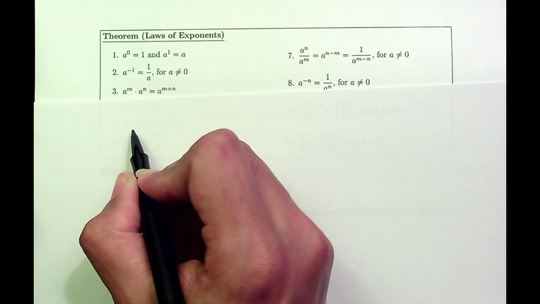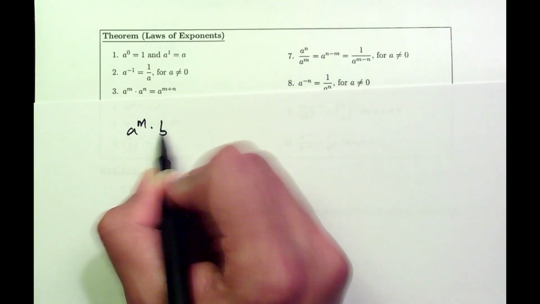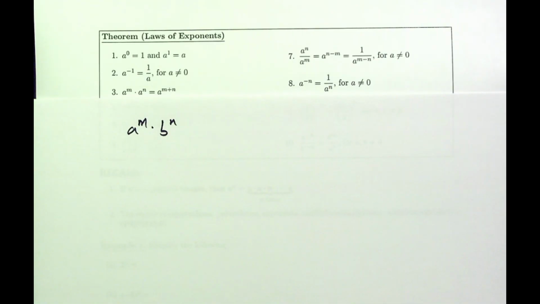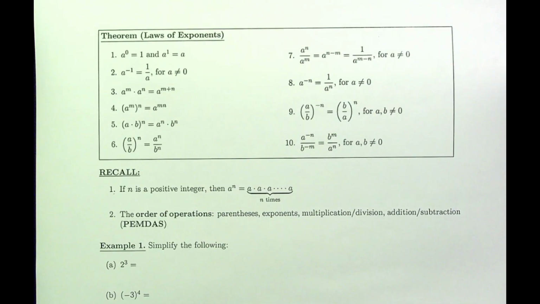If the bases were not the same, so if you had something like a to the m times b to the n, then you cannot do anything there. There's absolutely nothing to do there. You cannot simplify that at all. Okay, so the bases have to be the same. If the bases are the same, you can simplify that by adding the exponents.